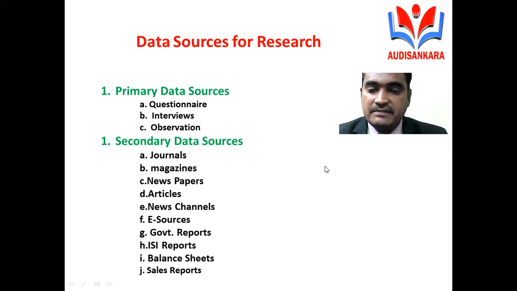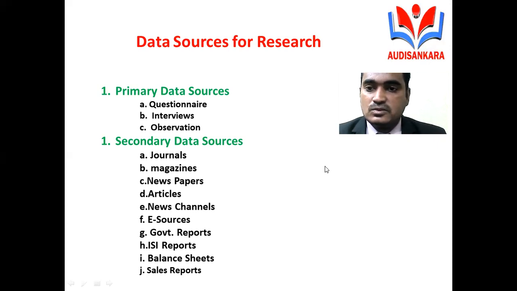In fact, every research will start with secondary data sources only. Later on, if our secondary data sources are not sufficient and not supportable to conduct a sufficient research, we will take the advantage of the primary data sources. Primary data sources are empirical in nature, which includes three types: we call them questionnaire, interviews, and observations.